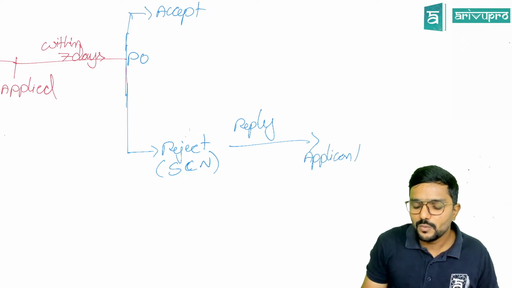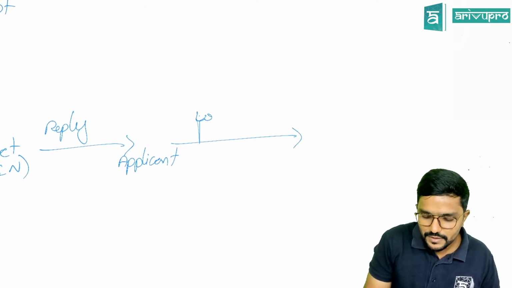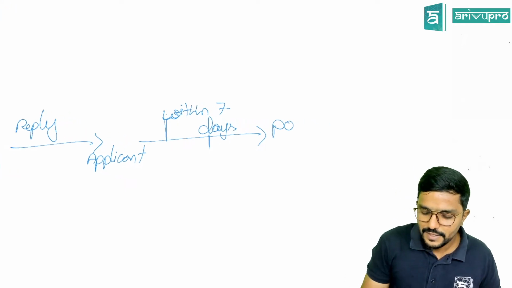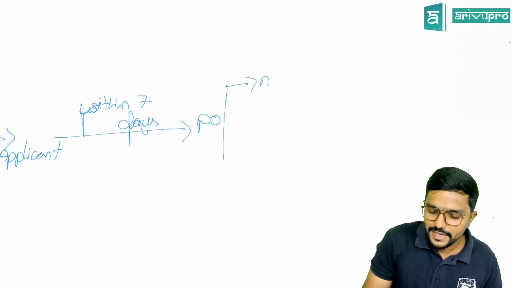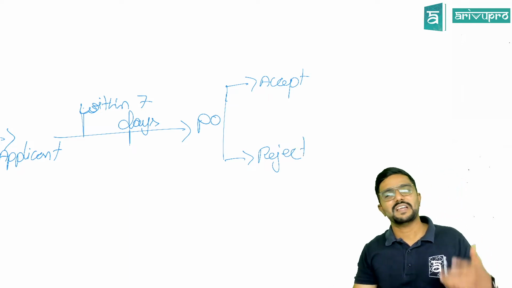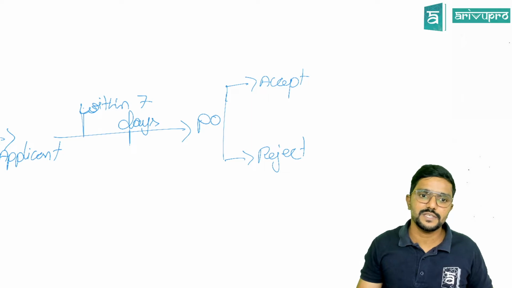And once the applicant replies, within 7 days again, the proper officer will either accept or reject. If he is satisfied with your reply, he will accept and grant you the registration certificate. If he is not happy with your reply, if it is a dummy, foolish reply, he can reject your application within 7 days.